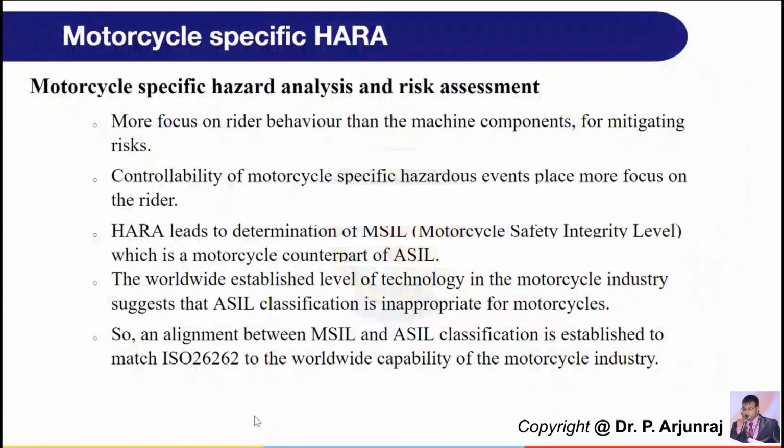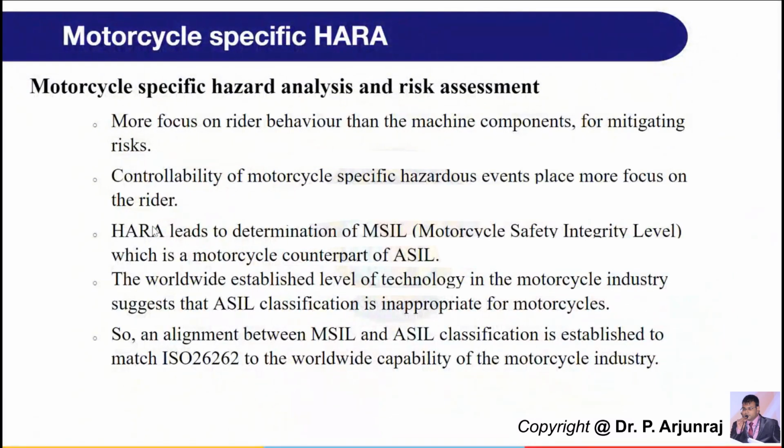Coming back to the motorcycle-specific HARA, so again it is getting repeated: more on the rider behavior than the machine components for mitigating risk. Controllability of motorcycle-specific hazard events places more focus on the rider.